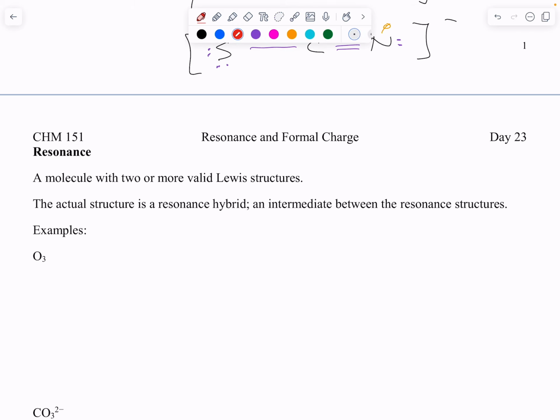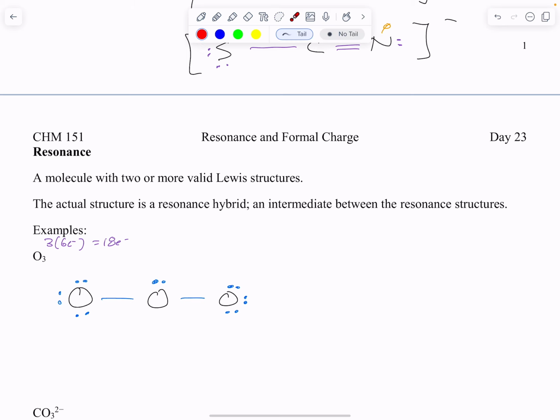So O3, if we do O3, we have 3 times 6 electrons. So a total of 18 electrons. O, O, O. So 2, 4, 6, 8, 10, 12, 14, 16. Extra electrons go on the central, 18. All right, now we have options. I can double bond. I can take 2 away and make a double bond there. Or I can take 2 away and make a double bond there. So there's 2 ways to draw this.